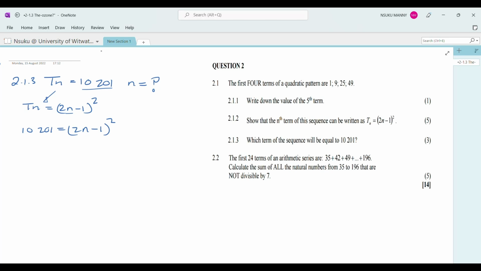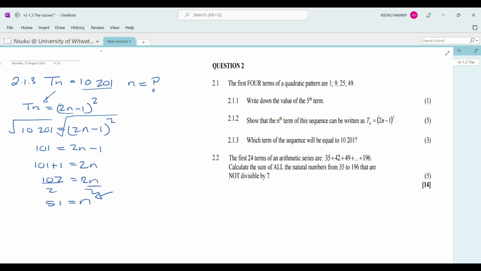Obviously we're going to square root both sides. And when we square root 10,201, we get the value of 101, and on this side we're going to get 2n minus 1. Obviously take 1 to the other side. Now we have 101 plus 1 is equal to 2n. That will give us 102 is equal to 2n, and we're going to divide both sides by 2 to get the value of n, and we know that will give us 51 is equal to our n. So now we've basically calculated what they wanted us to do.